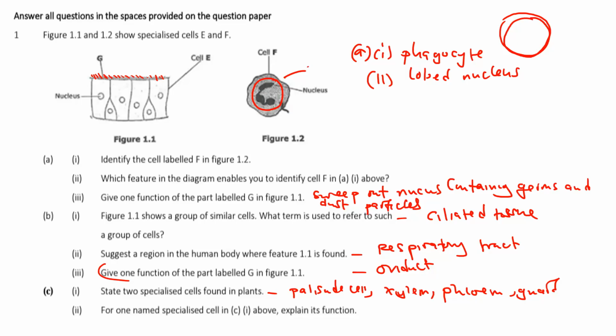For one named specialized cell above, explain its function. The palisade is to carry out photosynthesis. The xylem is to conduct water. Then the phloem is to transport organic material. The guard cell just regulates the closing and the opening of the stomata. So, that is how you answer this question.